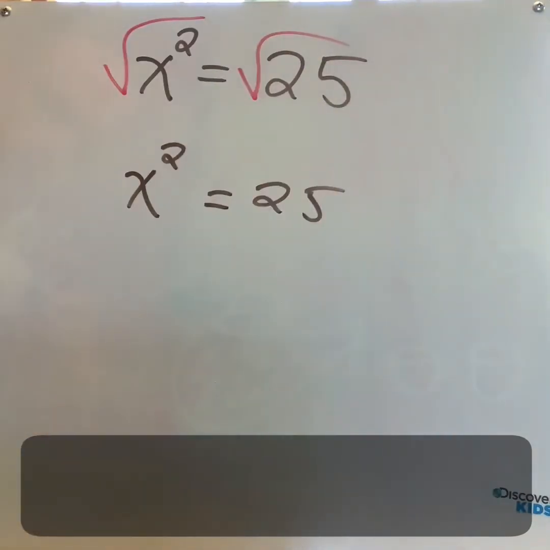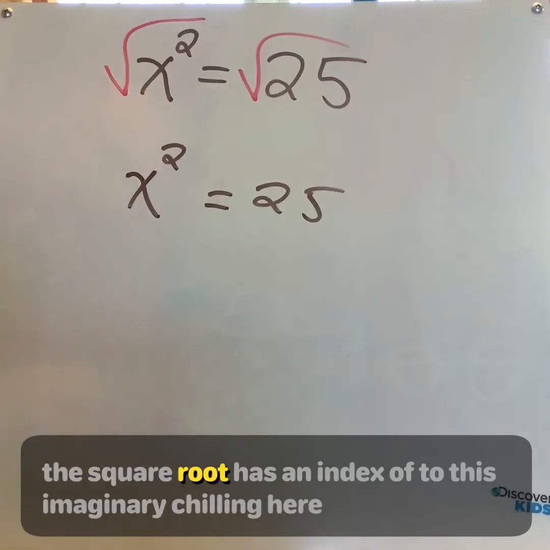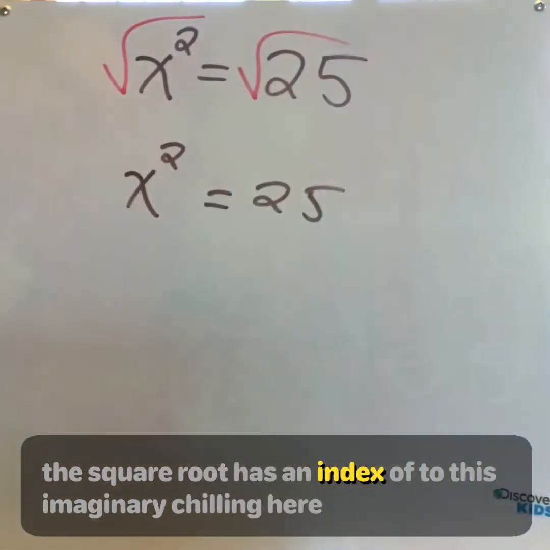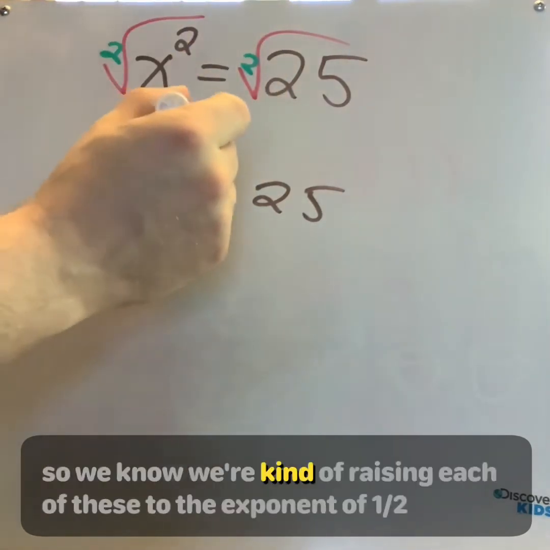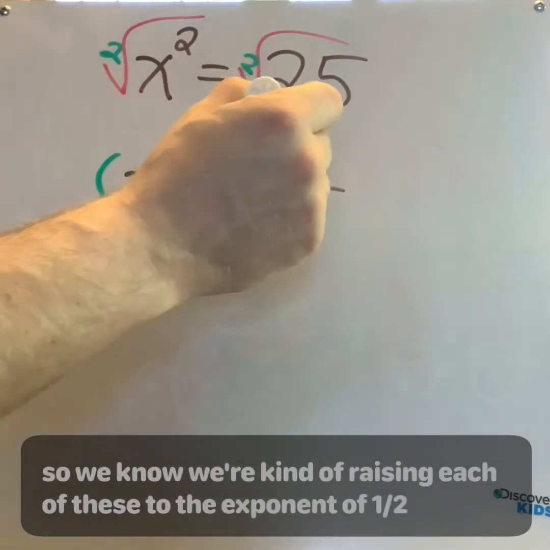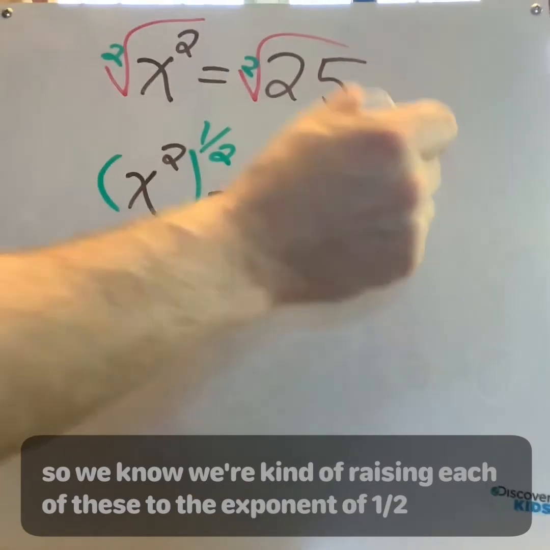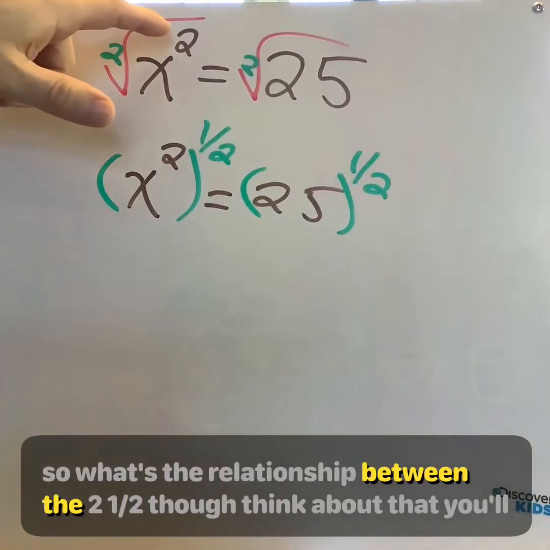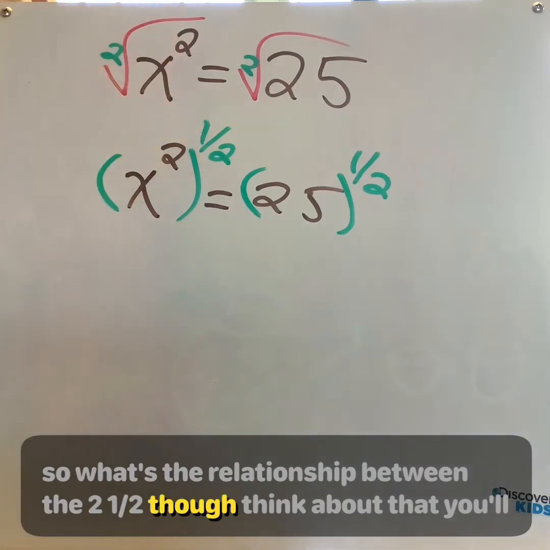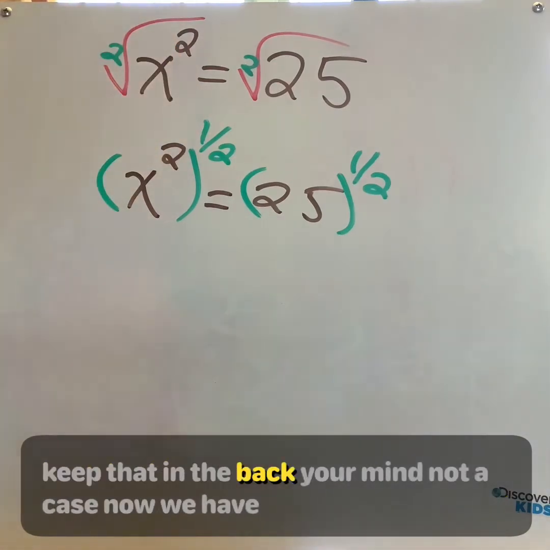Well, the square root has an index of 2. There's an imaginary 2 in here. So we know we're raising each of these to the exponent of 1/2. So what's the relationship between a 2 and a 1/2, though? Think about that. Keep that in the back of your mind.